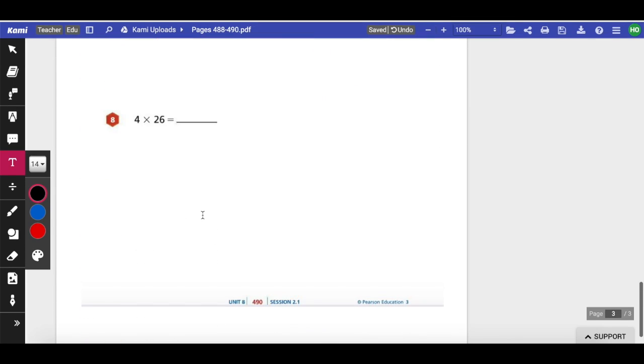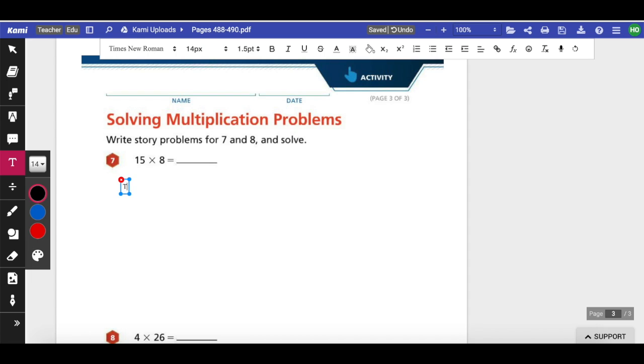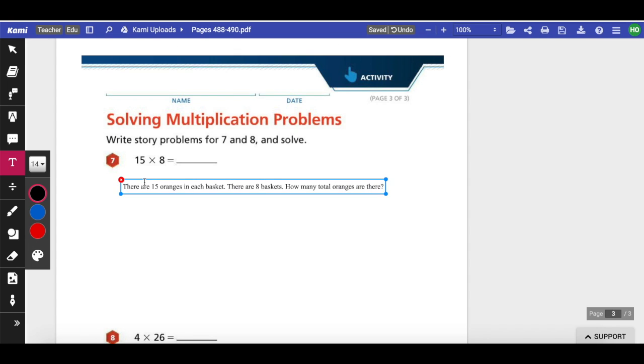And then on page 490, you need to write story problems for 7 and 8, and then you need to solve. So right here it says 15 times 8, and a story problem that I could write is that there are 15 oranges in each basket. There are 8 baskets. How many total oranges are there? So you need to first write a story problem, and then I need to solve it.